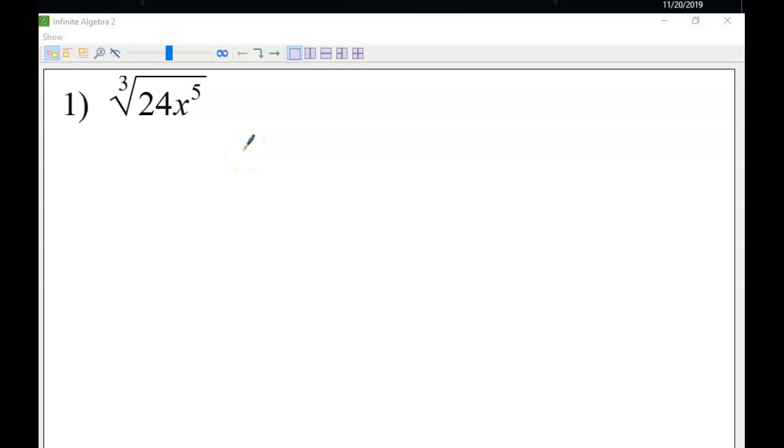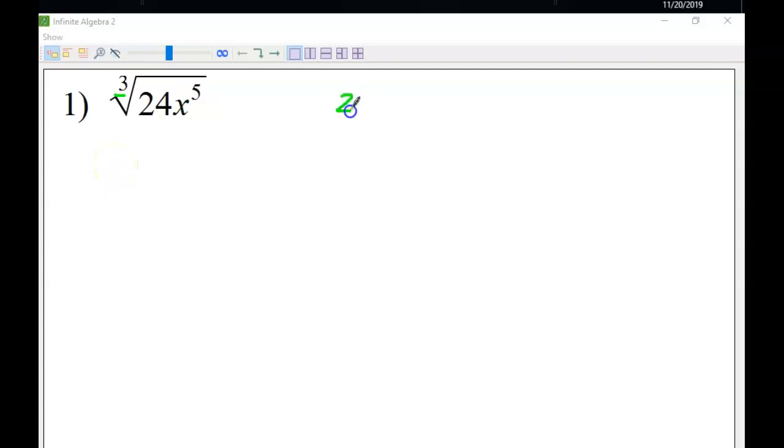So the first thing you're going to be asked to know how to do is to find nth roots. We have cube roots, fourth roots, fifth roots, whatever number's out here. That's how many you need to take. That's how many you need in common in order to take it out of the root.